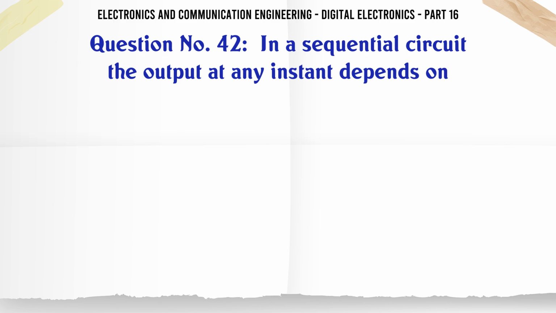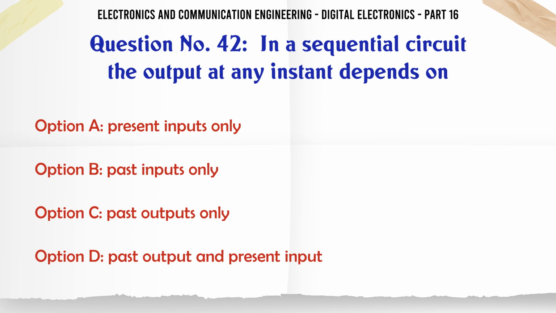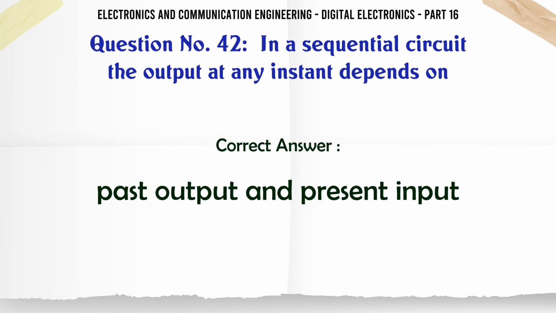In a sequential circuit, the output at any instant depends on A. present inputs only, B. past inputs only, C. past outputs only, D. past output and present input. The correct answer is past output and present input.